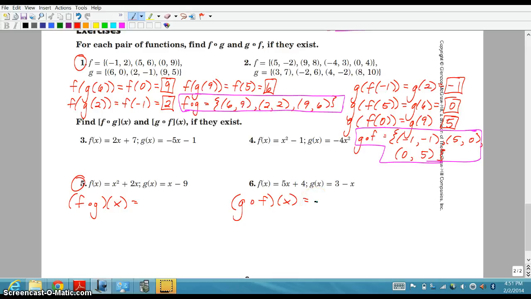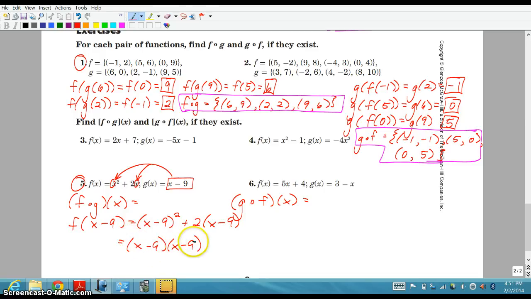So I'll do f of g. In other words, we'll take the g function and substitute that, which is right here, x minus 9, into the x variable, into the f function. So that becomes x minus 9 quantity squared plus 2 times the quantity x minus 9. Again, that's just me substituting here and there. Notice I did put it in parentheses, which then in my next step speaks to the following. Got to FOIL those two.